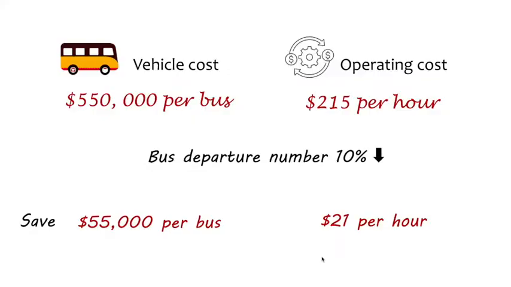In New York City, the cost of each bus is around $550,000 and the operating cost of transit agencies reaches $215 per hour. If we can reorganize the bus frequencies based on real travel demands and thereby reduce 10% of bus departures, we can save $21 in operating costs per hour and $55,000 per vehicle. However, there is no publicly accessible bus schedule planning assistant at present.